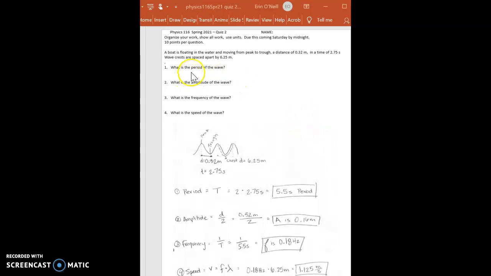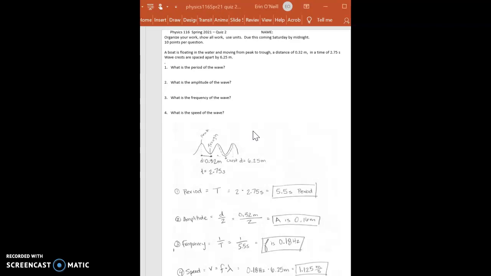So, what is the period of this wave? We can find the period by multiplying the time given by 2, because the time gives it moving through the distance, the time of this distance through the peak. Since that's half of a full wave, that's half the period. So multiply 2.75 seconds by 2 to get 5.5 seconds in one period.